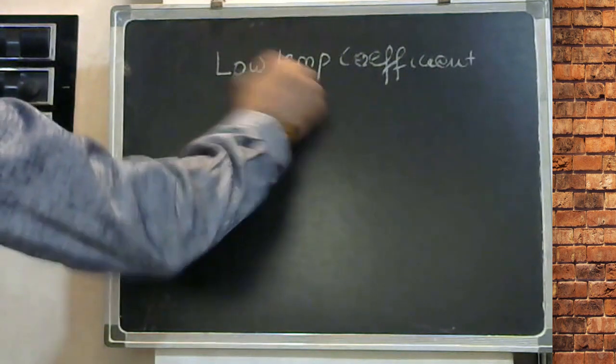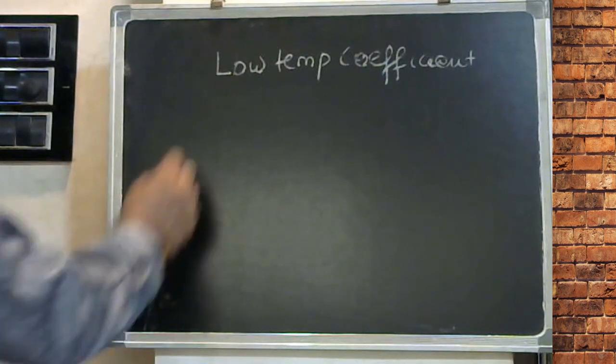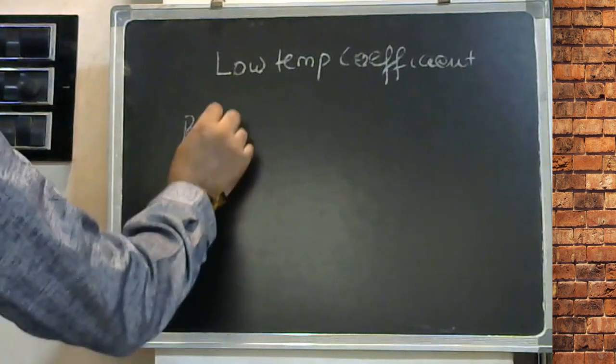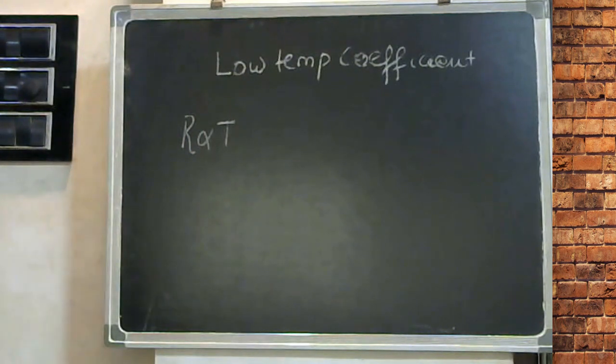What does it mean? Whenever you pass current, because of resistance, there's a temperature increase. So with the increasing temperature, resistance also changes. Resistance and temperature are proportional. So as you pass current through a wire, because of heat, the resistance will be changing.